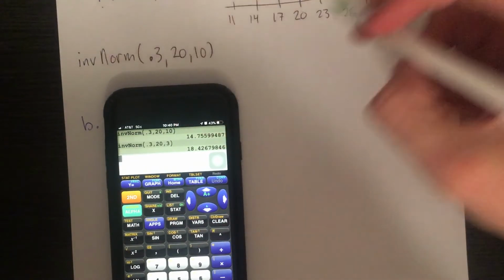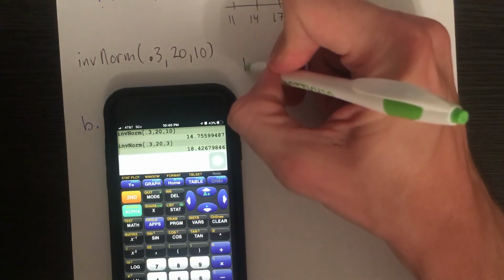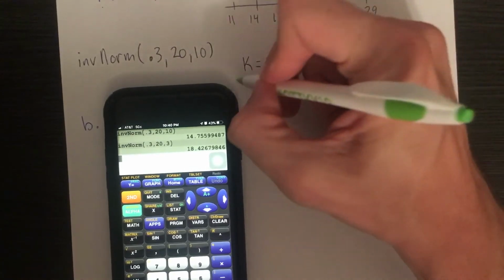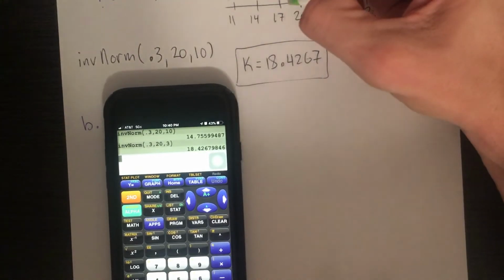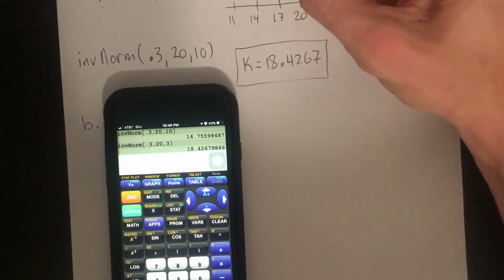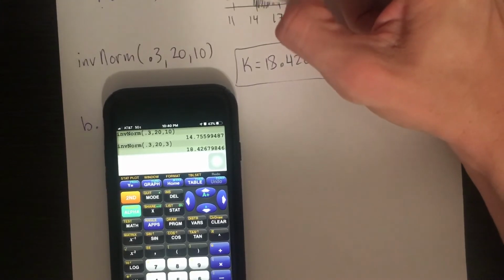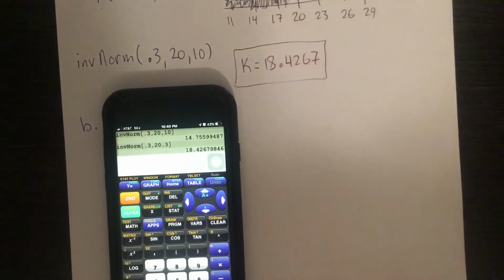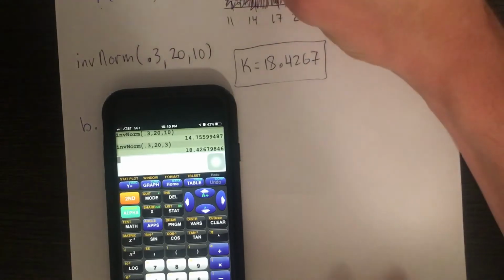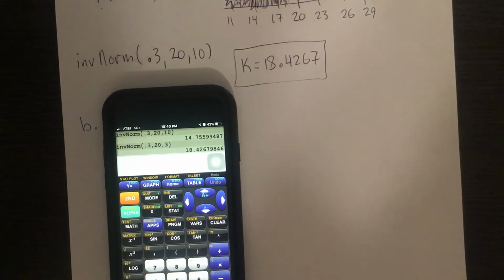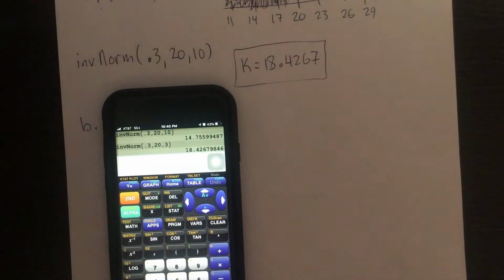So that's going to give us a data point. So K here is going to be 18.4267. So again, what we're finding here, that's going to be like approximately halfway in between. So we're saying from here to the left side right here is 30%. This area under the curve, since this is a normal distribution, is 30%.